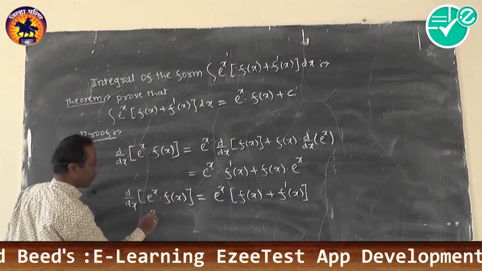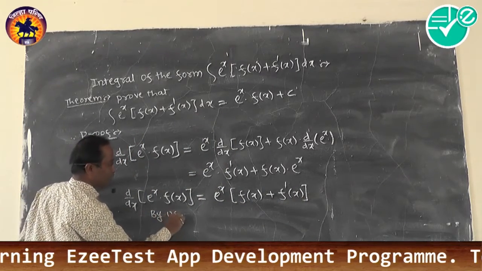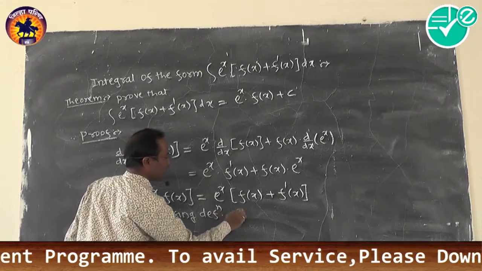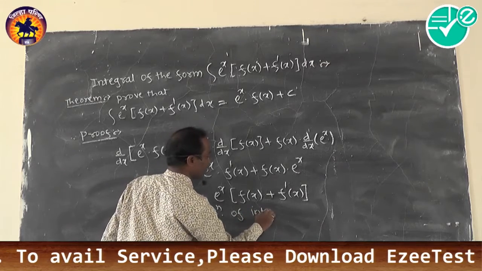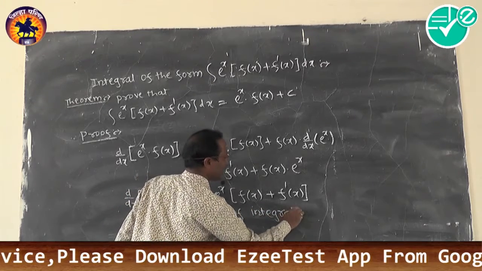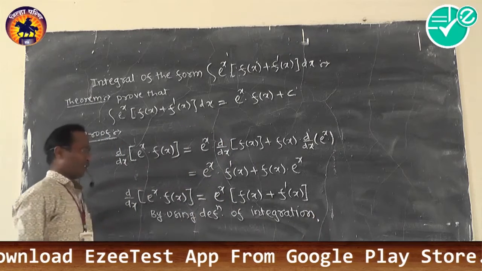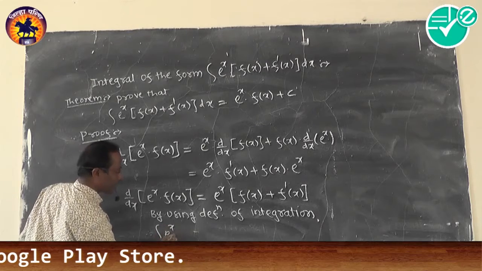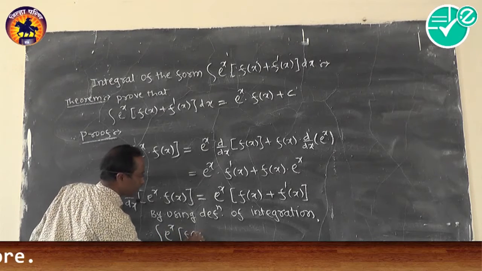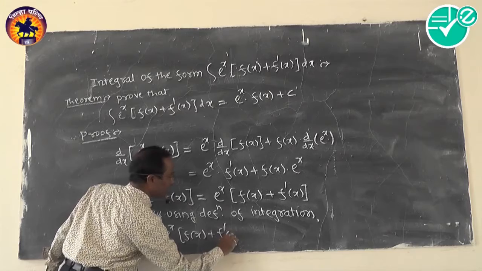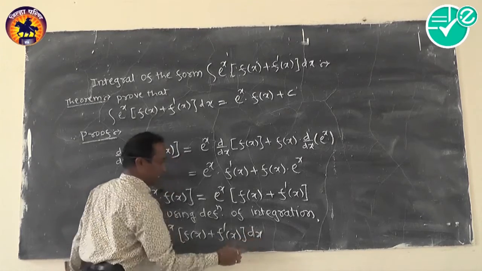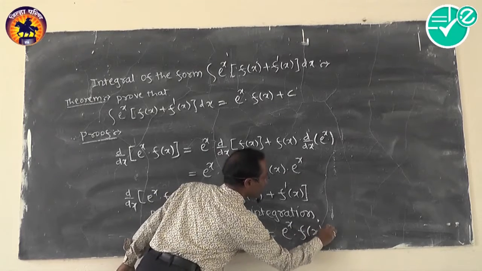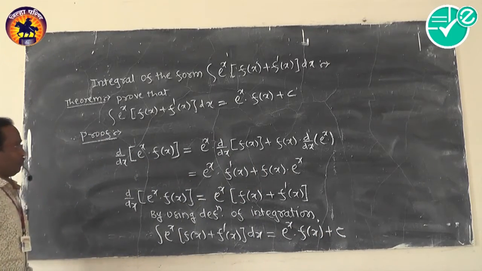By using the definition of integration, integration is the reverse process of derivative. It is also called the antiderivative. Therefore, integral of e to the power x into f of x plus f dash of x dx is equal to e to the power x into f of x plus c. Hence the proof.